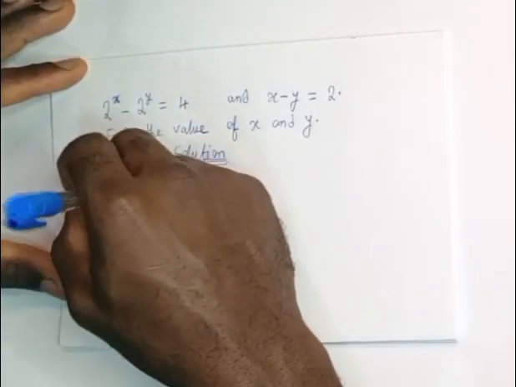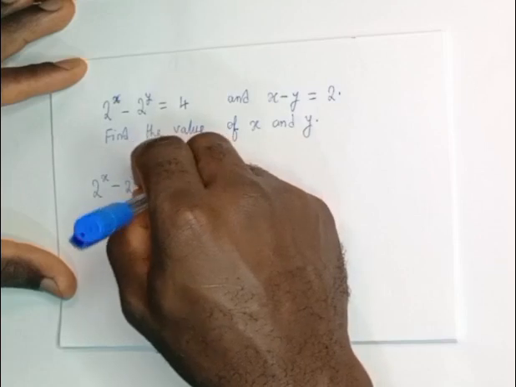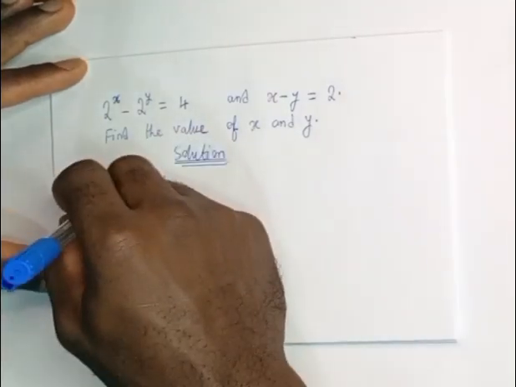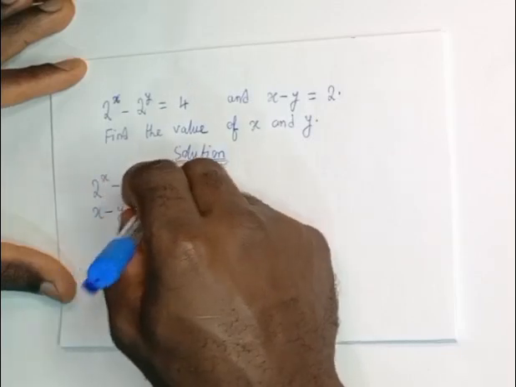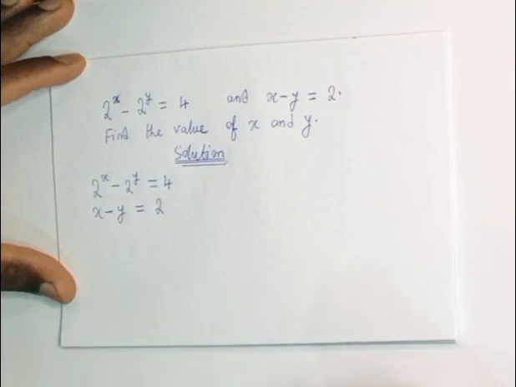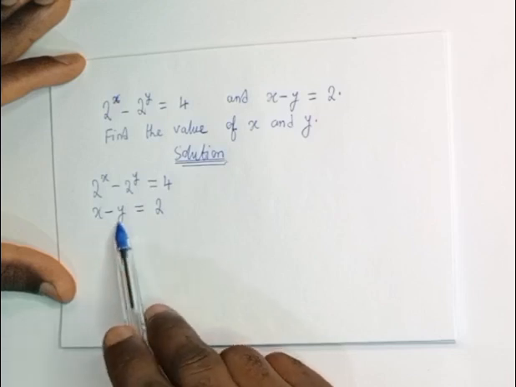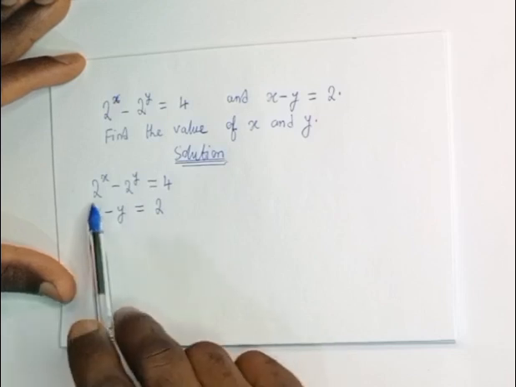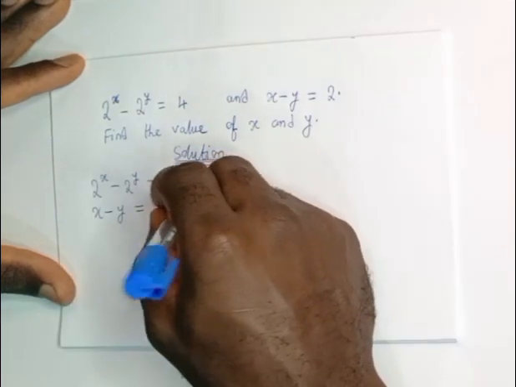We have 2 raised to the power x minus 2 raised to the power y is equal to 4, and we have x minus y is equal to 2. We are to find the value of x and y. First thing for us to answer this question, we are going to start by making either x or y the subject of formula in the second equation. Let's make x the subject of formula.